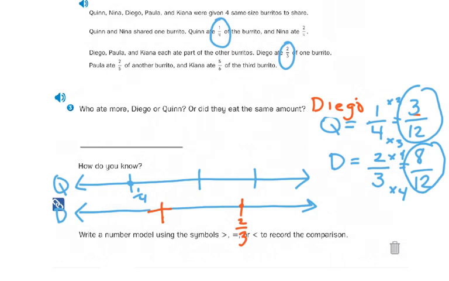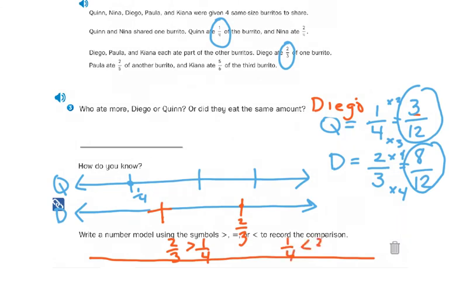And how do you know? Maybe you want to draw a number line to show that 2/3 is greater than 1/4. I'm going to write a number model to show the comparison that 2/3 is more than 1/4, or greater than. You also could write it 1/4 is less than 2/3.